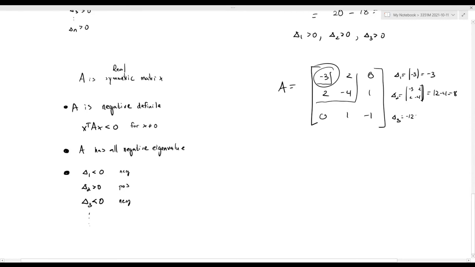Some indefinite? Yes. Sometimes positive, sometimes negative. Is that sometimes positive, sometimes negative? No, but we're talking about the matrix being indefinite. I'll show you an example, I guess.